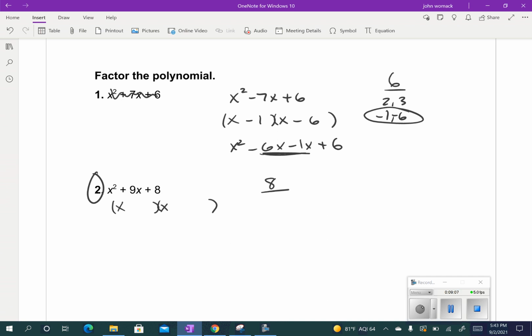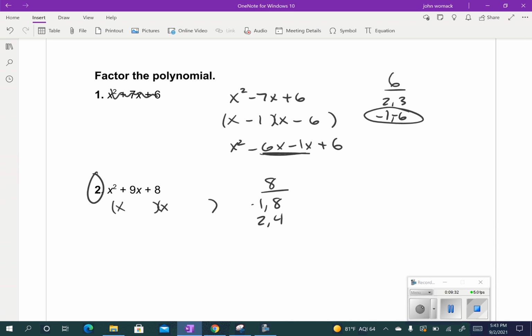Make your list. I know a lot of you can figure this out without making the list. If you're ever stuck, make the list. A lot of times I'll go to help someone and they're like, I can't figure it out, but they haven't made the list. This is just a step where you can kind of organize your thoughts and make sure you get all the factors. So with 8, it could be a 1 and an 8, or it could be a 2 and a 4. And those are the only pairs of factors that give you 8.